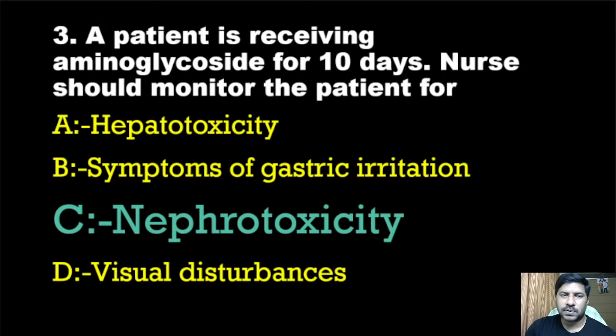Aminoglycosides are a class of antibiotics used mainly in the treatment of aerobic gram-negative bacilli infections. They are also effective against other bacteria including Staphylococci and Mycobacterium tuberculosis, and they can also be used along with other antibiotics. Examples I already told: amikacin, streptomycin, tobramycin, neomycin, etc.